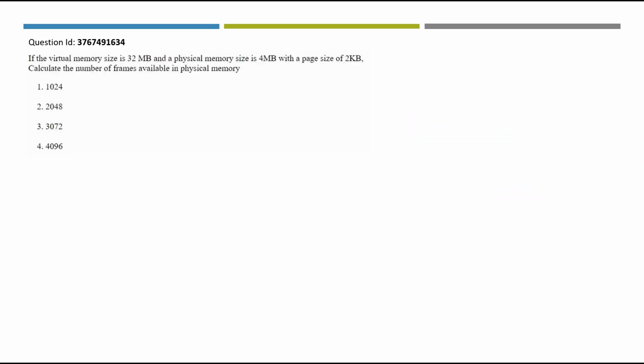Next question. If the virtual memory size is 32 MB and a physical memory size is 4 MB with a page size of 2 KB, calculate the number of frames available in physical memory. Here the question is about physical memory. So we are not going to touch this virtual memory size data. This will not be needed for this particular question. Number of frames is given by the size of physical memory divided by page size.